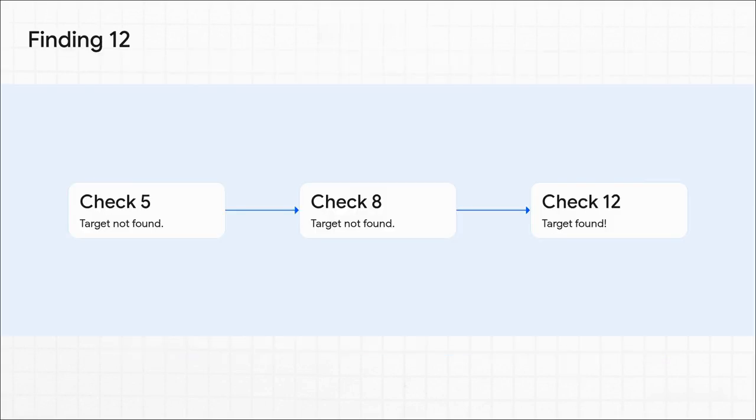Say we're looking for the number 12. Okay, we start at the top. Is it 5? Nope. Let's move on. Is the next one 8? Still no. How about the third one? Is it 12? Yes. Got it. Found it in 3 steps. And since we found it, we can stop right there.